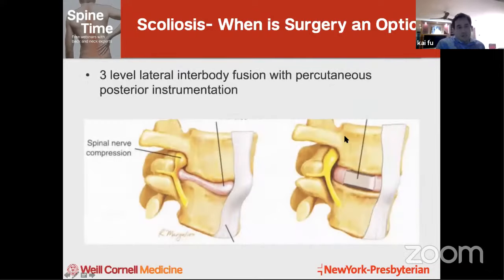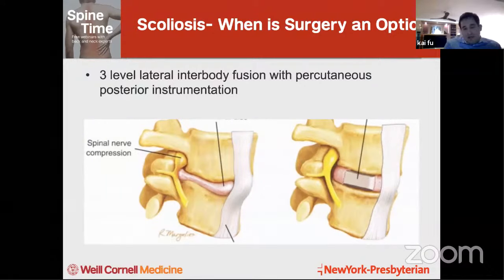Next slide, please. So in this case, we did a lateral interbody fusion, and we also did minimally invasive posterior instrumentation. And the way this works is we try to open up the nerves, not by directly decompressing them, but by opening up and correcting the deformity at each level. So here you can see on the left, there's a nerve being pressed down by the scoliosis at that level. And when you do the fusion from the minimally invasive approach, here you can see the cage in place.